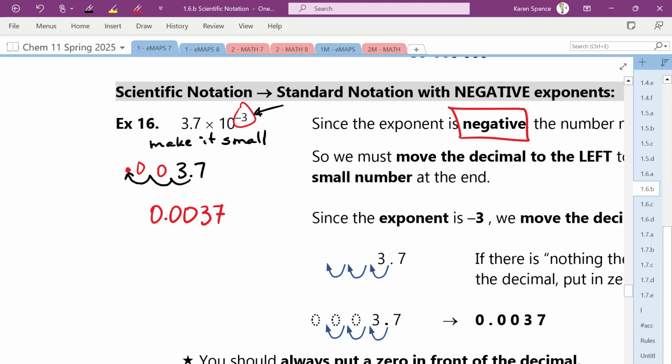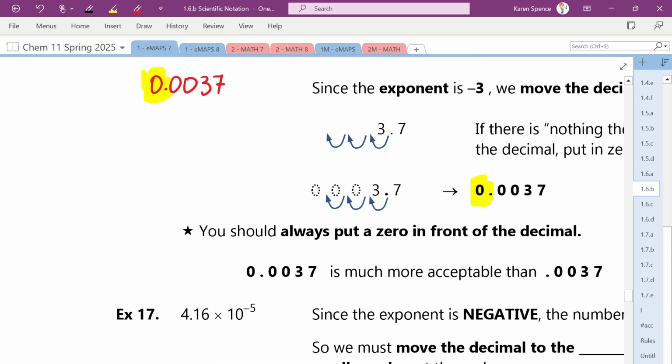I think you should always put a 0 in front of the decimal. Apparently, maybe physics teachers disagree. I just think it looks weird if you don't. Like, I've never seen it with no 0. Anyway.